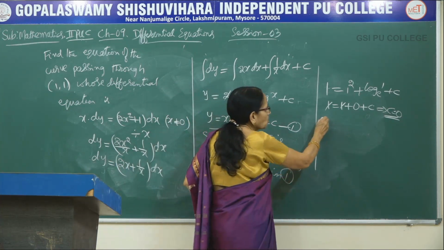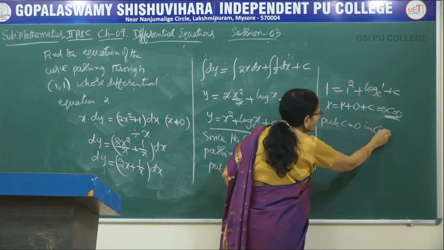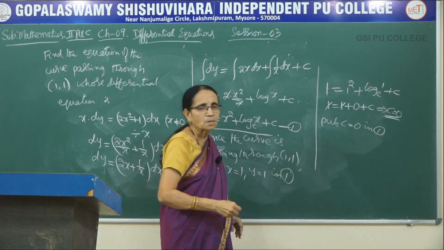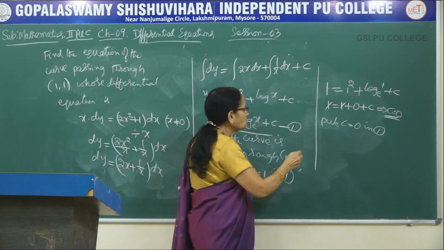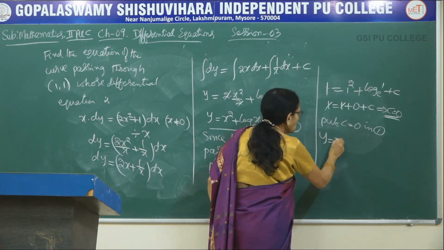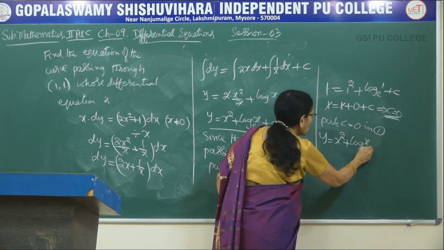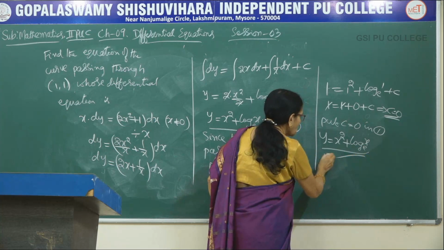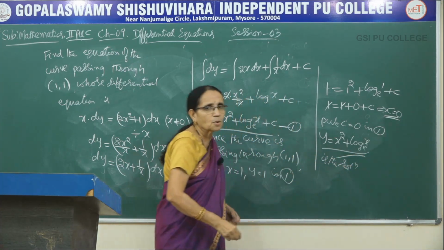Now, put c is equal to 0 in the first result. This is a general solution. Since I want a particular solution, I am substituting the value. So, what do you get here? y is equal to x square plus log x. Okay. Now, this is the solution, a particular solution, of course. It is a particular solution.